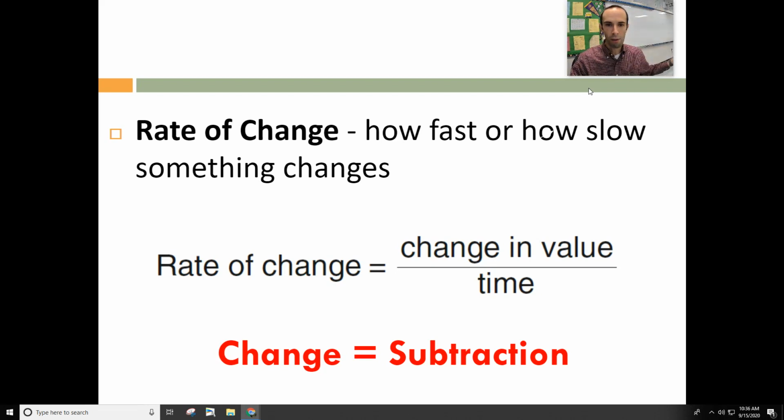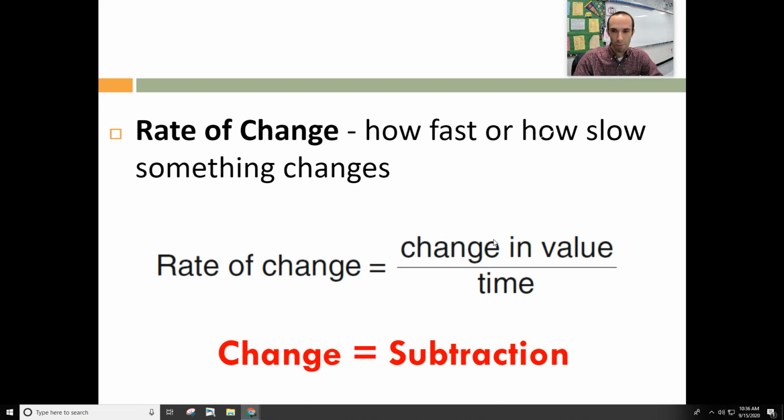Okay? Now, the rate of change formula is change in some type of value over time. So the time is on the bottom in the denominator, and we have something changing in the numerator here. And remember, when we're dealing with change mathematically, we're talking about subtracting two values here. We have something at the very end, and we have something in the beginning, and we're subtracting the values and dividing that by time. So it's a pretty simple, straightforward formula.